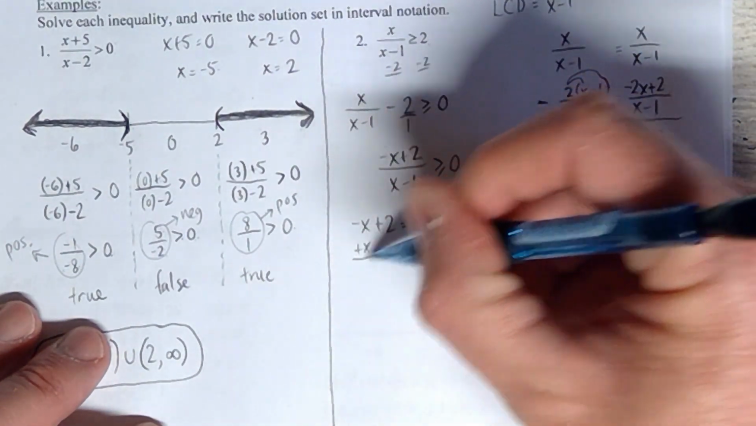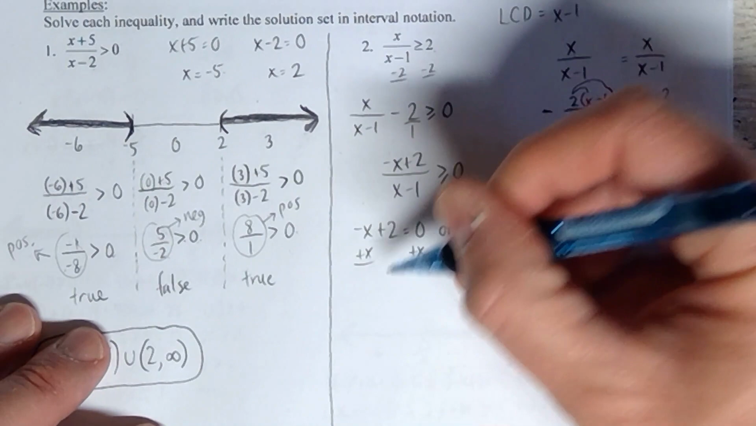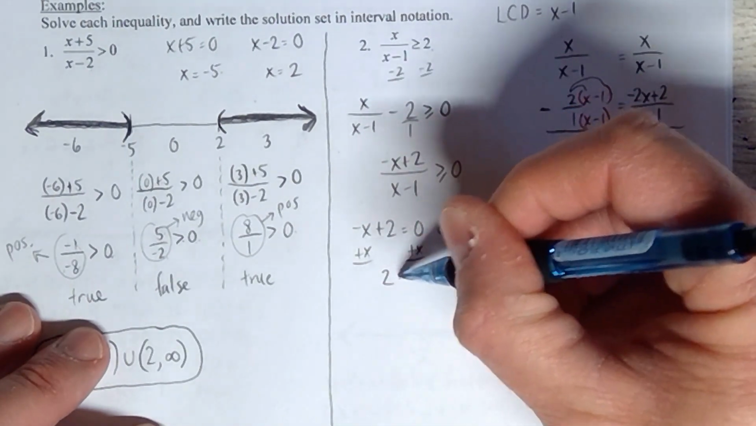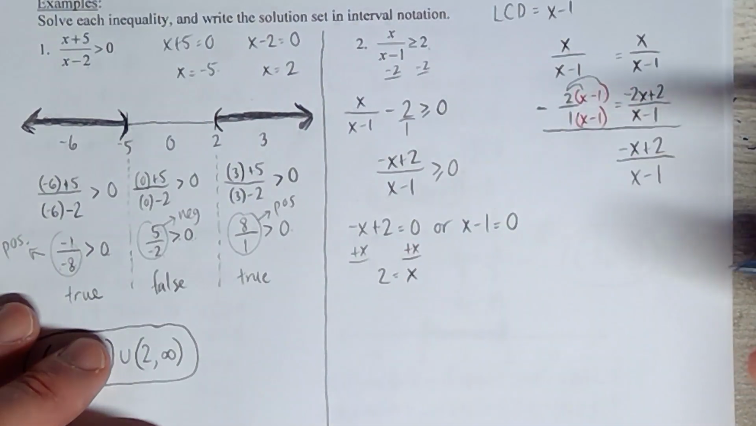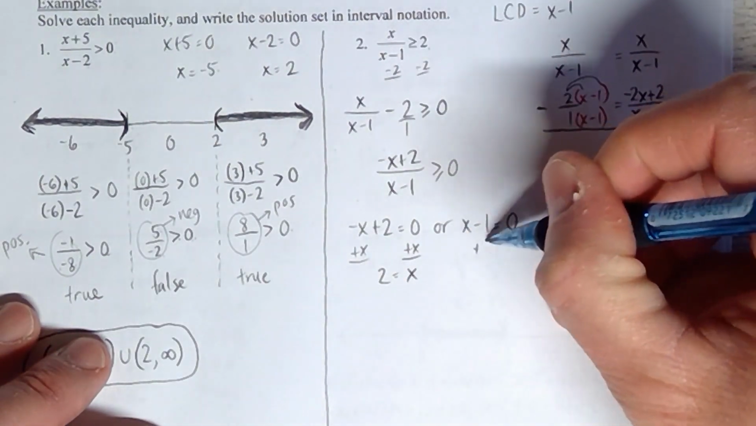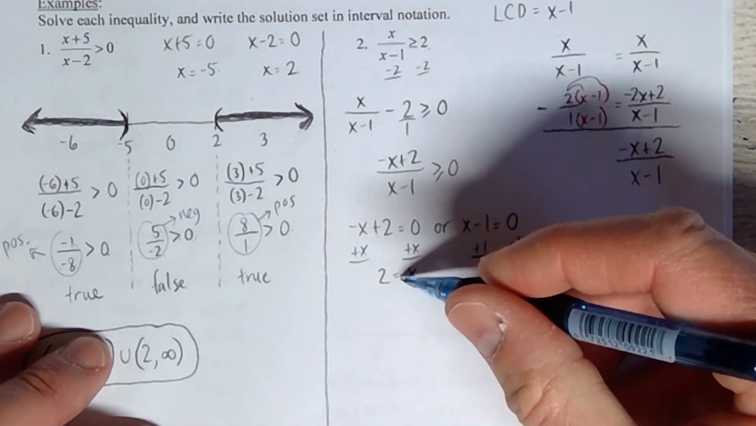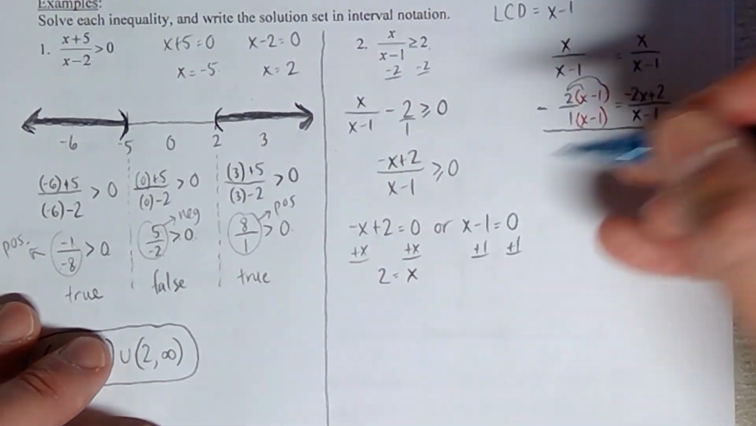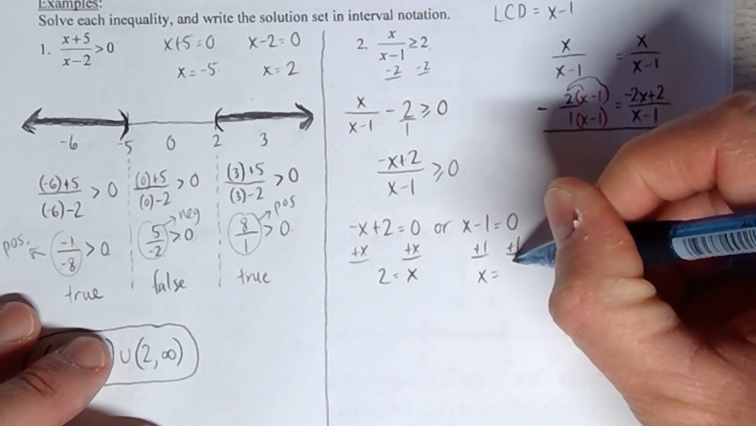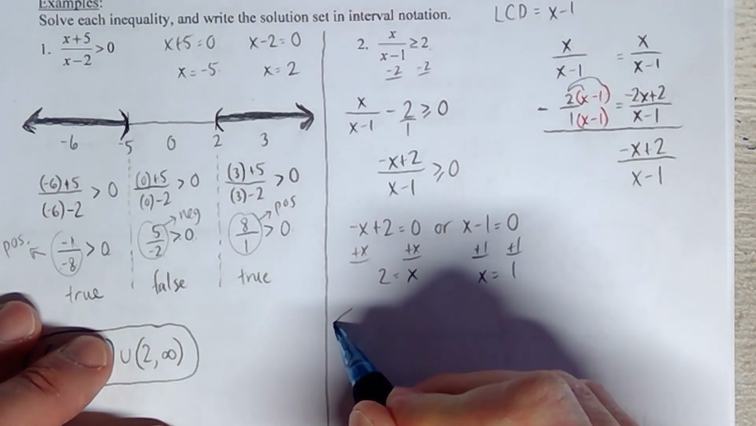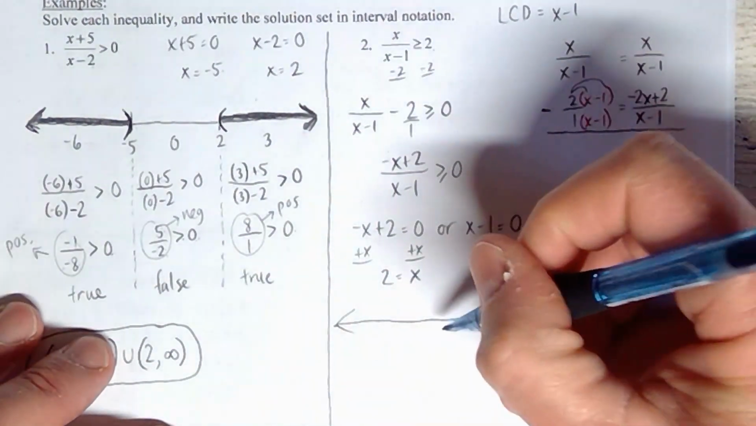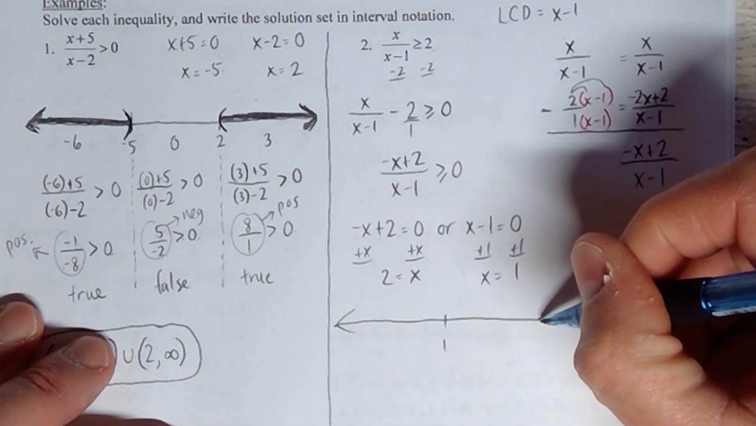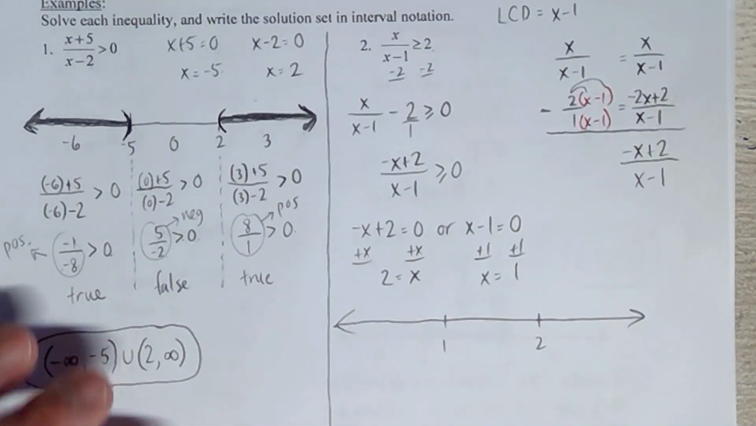If I add the x to both sides here, you could subtract the 2 as well. It's going to come out the same in the end. But this is one less step if you do it this way. But you can do it either way. So we end up with 2 equal to x. X is by itself. And then this one, x equal to 1. So 1 and 2 are the two numbers that we get this time. 1 is smaller than 2, so I'll put that on the left. Okay.